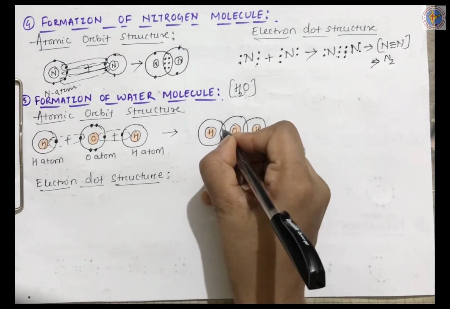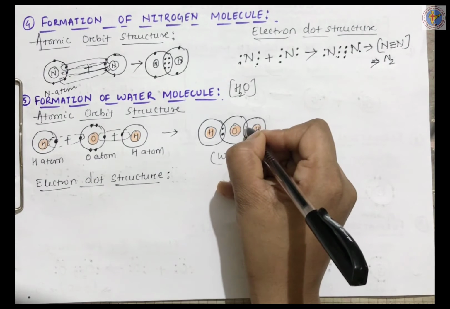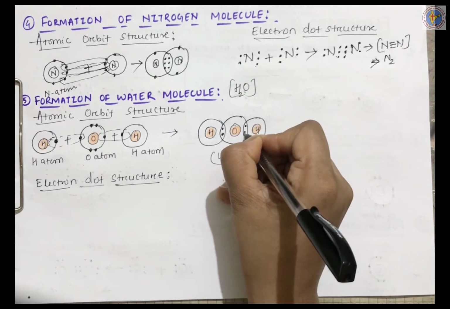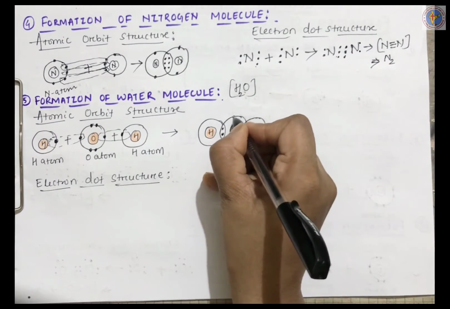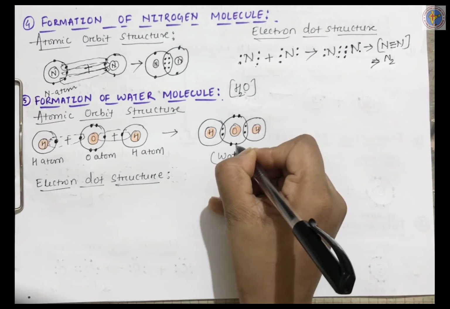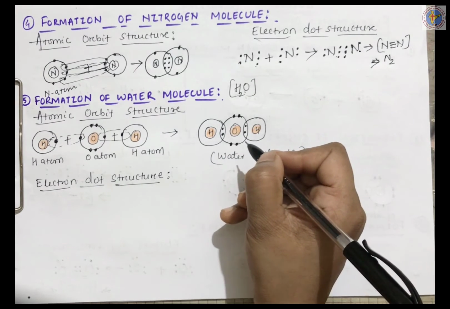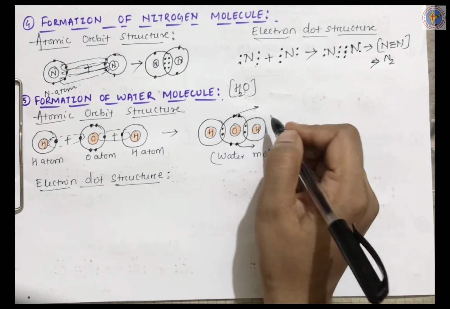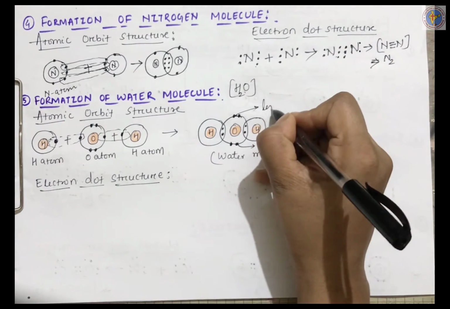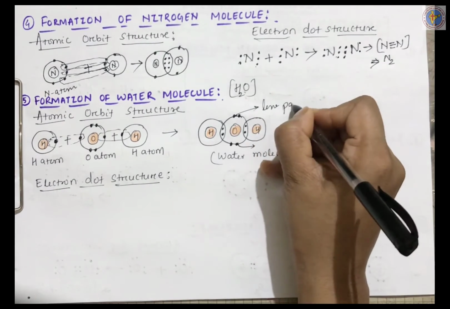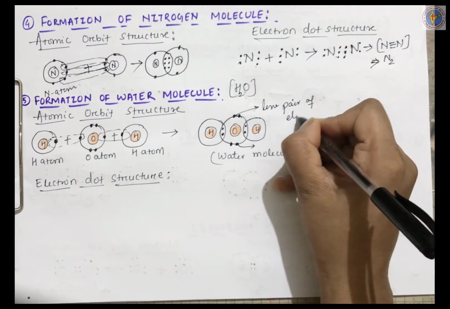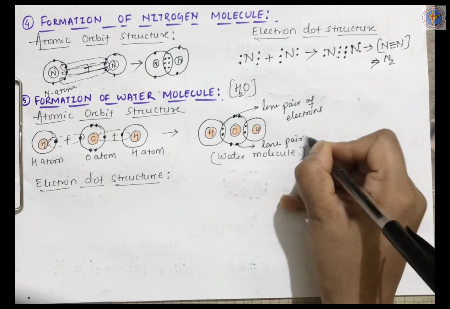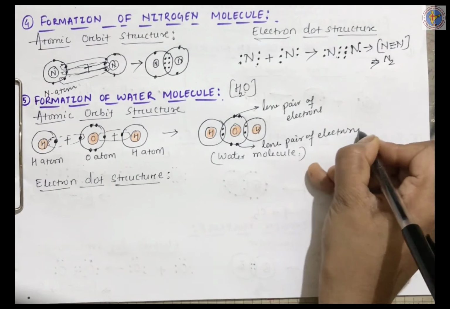Here, as we know, will we get a single or double bond, children? Tell me. We will get a single bond. And of course we need to show the other electrons which are present in the outermost shell of the oxygen atom. What do we call this pair of electrons and this pair of electrons, children? We call it lone pair of electrons. Children, it is very important to mention here that it is lone pair of electrons.